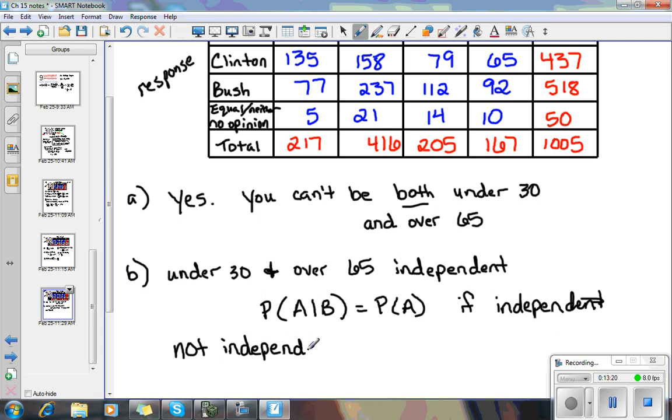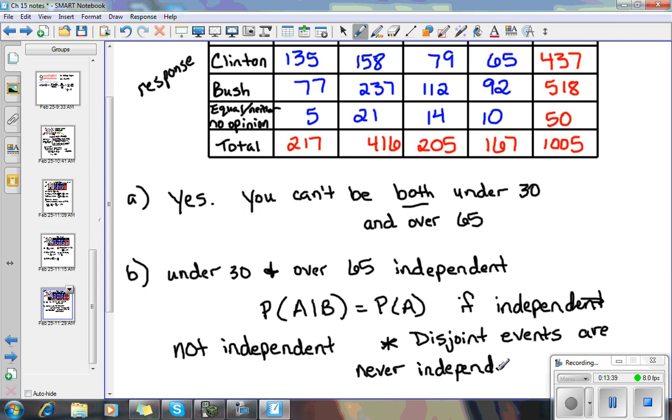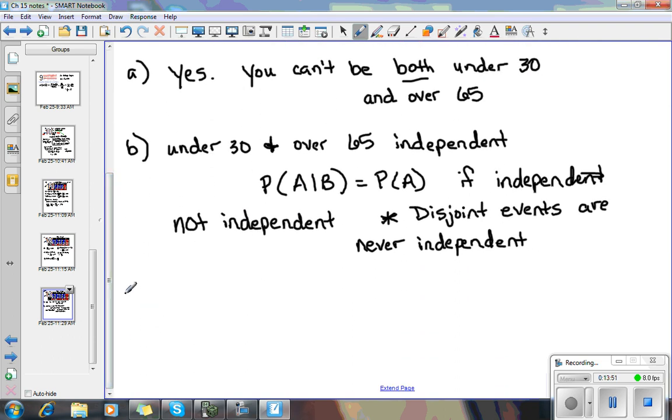And we can even go further than that to say disjoint events, or mutually exclusive events, same thing, are never independent. Okay, again, the reasoning on that was once you know if this occurred, this probability changes, it would drop to 0. So it can't be independent.